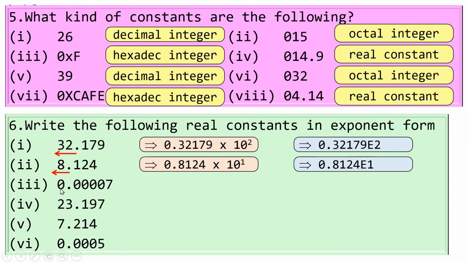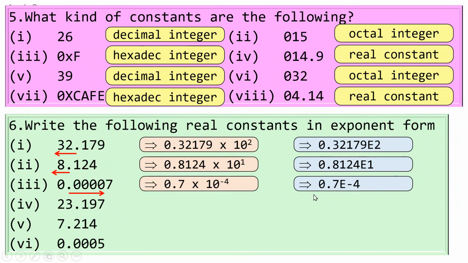In the third value 0.0007, the significant digit is 7. So I am going to move the decimal point 4 places to the right. So I get 0.7 into 10 to the power minus 4, which in exponent form is 0.7 e minus 4.